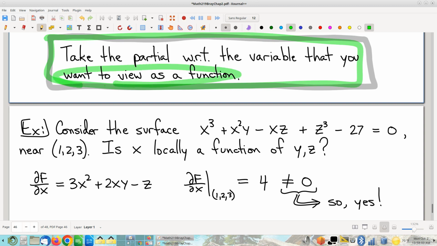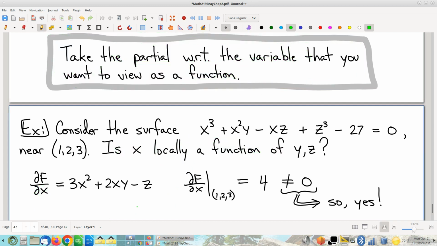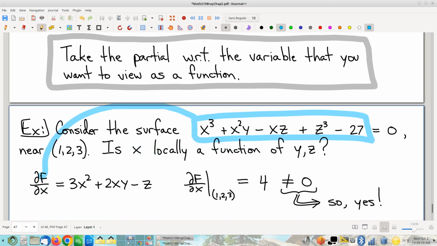whichever variable you want to view as being a function, I am interested in viewing x, perhaps, hopefully, fingers crossed, as a function. Take the partial with respect to that variable. So I want to view x as being a function, so I'm going to take a partial with respect to x. And the algebra of that, of course, is just the kind of typical stuff. Keep in mind, we are taking the partial of the function whose level sets we're looking at. This is, of course, very important, right?